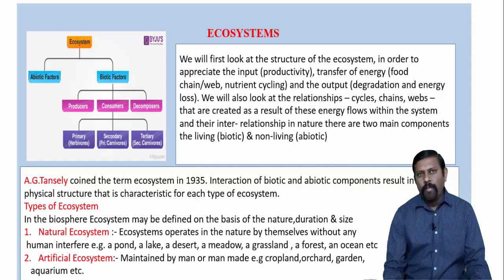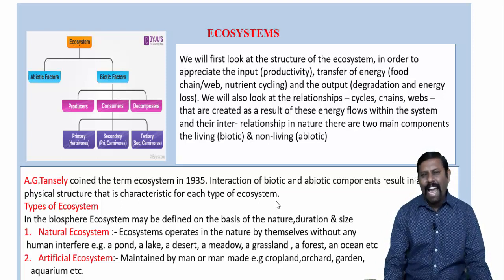These are the two main components: the living biotic and the non-living abiotic. A.G. Tansley coined the term ecosystem in 1935. Interaction of biotic and abiotic components results in a physical structure that is characteristic of each type of ecosystem.